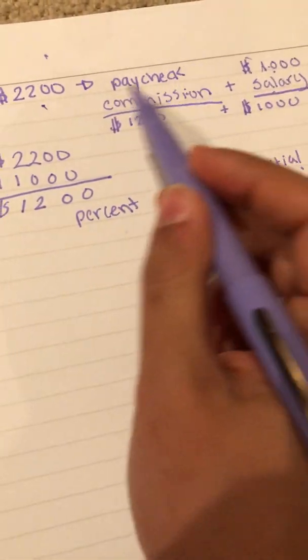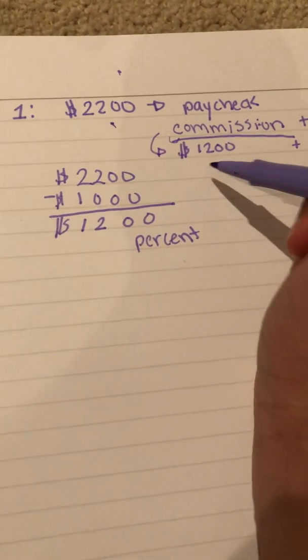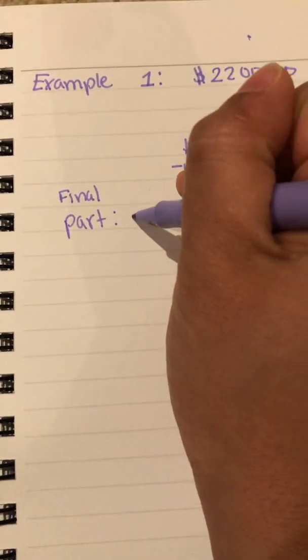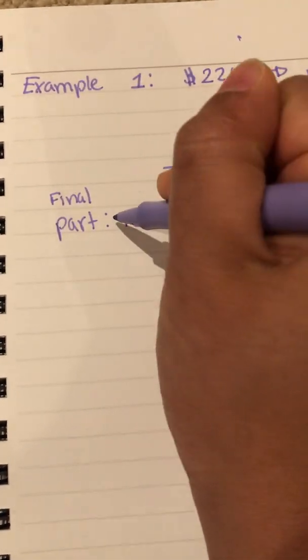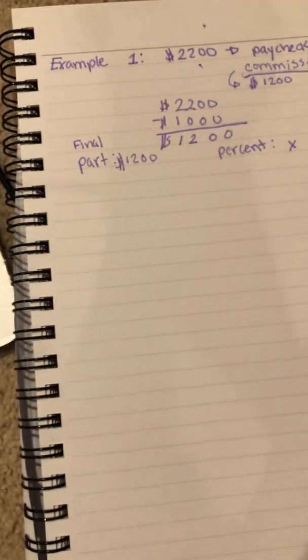That represents his paycheck. What represents his commission is $1,200. So we're going to do $1,200. And what we need to find is the percent, which is X. Great. So we are going to write our equation.